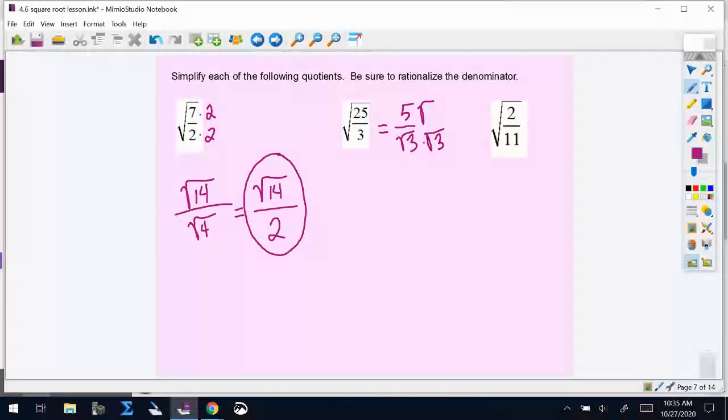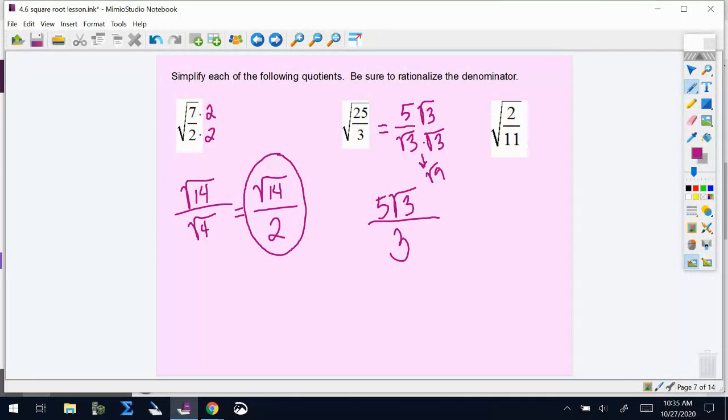Whatever I do on the bottom, I also have to do on the top. Now, on the top, the 5 is not in a square root and the 3 is, so I cannot multiply those together. I have to just leave them side by side. And in the bottom, I have a square root of 3 times the square root of 3, which is the square root of 9, which ends up being just 3. So this ends up being 5 square root of 3 over 3.